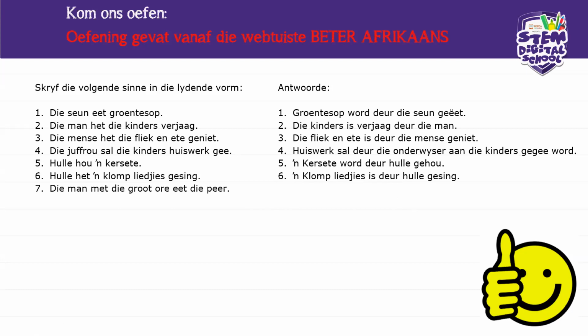Right, die man met die groot ore eet die peer. Die peer, start the sentence with die peer. Remember now, guys, this sentence is written in the present tense. So the words that you're going to have to put in there are "word", "deur", and then the GE in front of the verb. Come, you can do this. Listen now. Concentrate. Die peer word deur die man. And then finish the sentence. Well done, Natalie. Die peer word deur die man met die groot ore geëet. Correct, 100% correct.